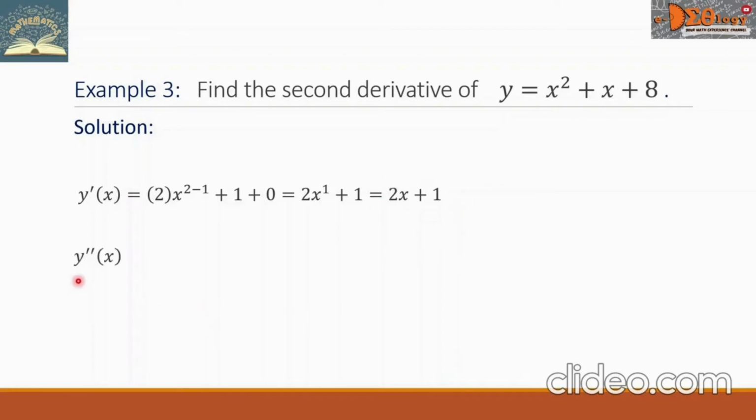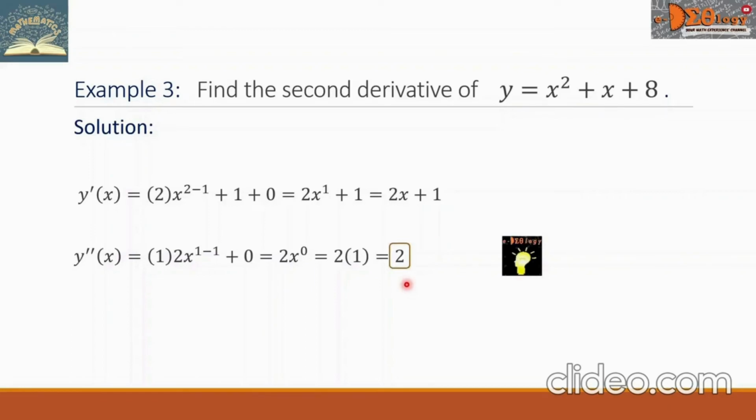Second derivative notation, we use the y double prime of x. So we take the derivative of each of these terms. The derivative of 2x is 1 times 2, then multiplied by x raised to 1 minus 1, plus the derivative of 1, which is 0. Simplifying further, we have 2x raised to 0. Then we simplify x raised to 0 as 1. 2 times 1 is 2. This is the final answer.